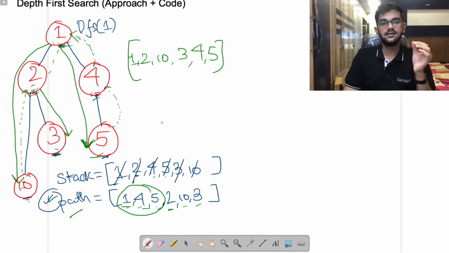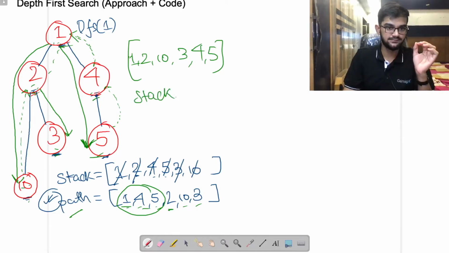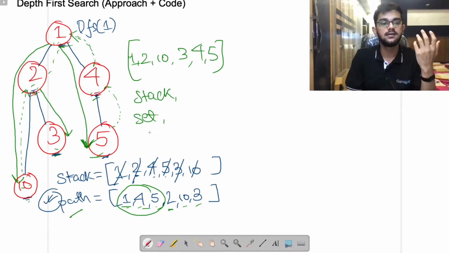So what are the various data structures which we are going to be implementing? We are going to be using a stack, right? We are going to be using a set for maybe a visited node kind of a thing, and then maybe you will use an array called path.